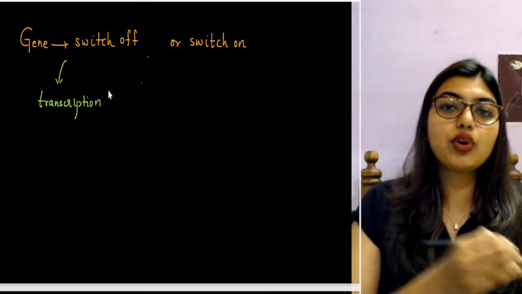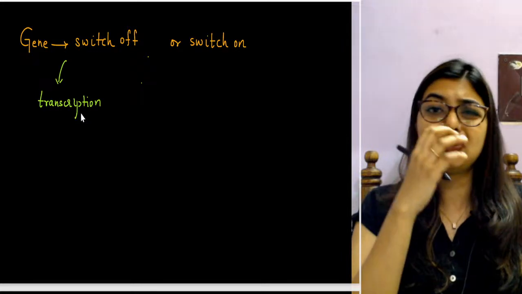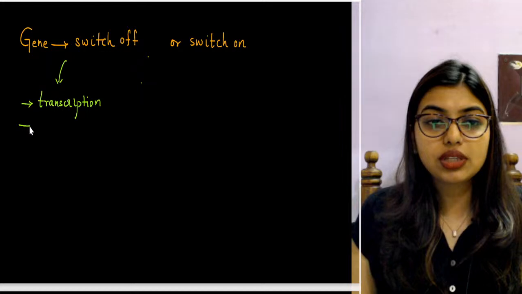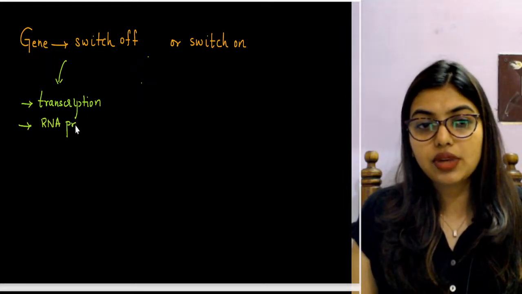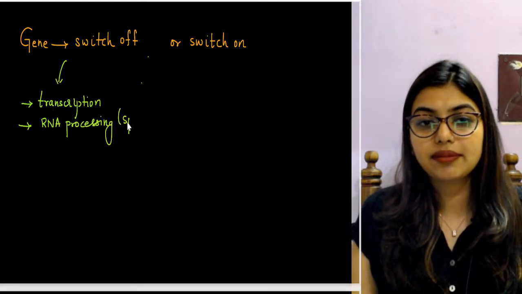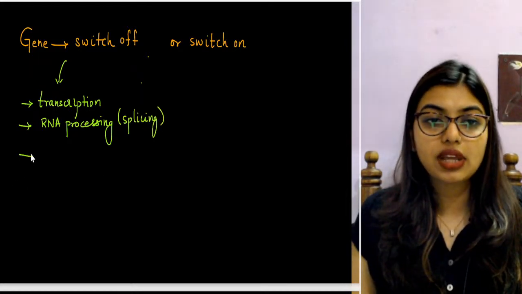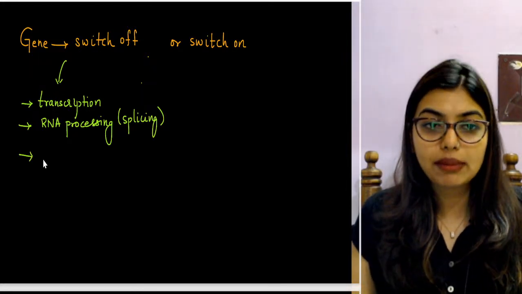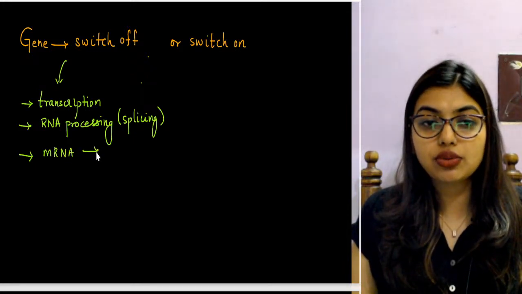Before going for transcription, the gene can decide, "I don't want to do this," and just switch off. Then the gene can decide to do this during RNA processing. This is in eukaryotes, okay? RNA processing, where we do splicing and capping. When we do splicing, the gene can decide to switch off. Next, the gene can switch off when the formed mRNA is being transported to the cytoplasm.